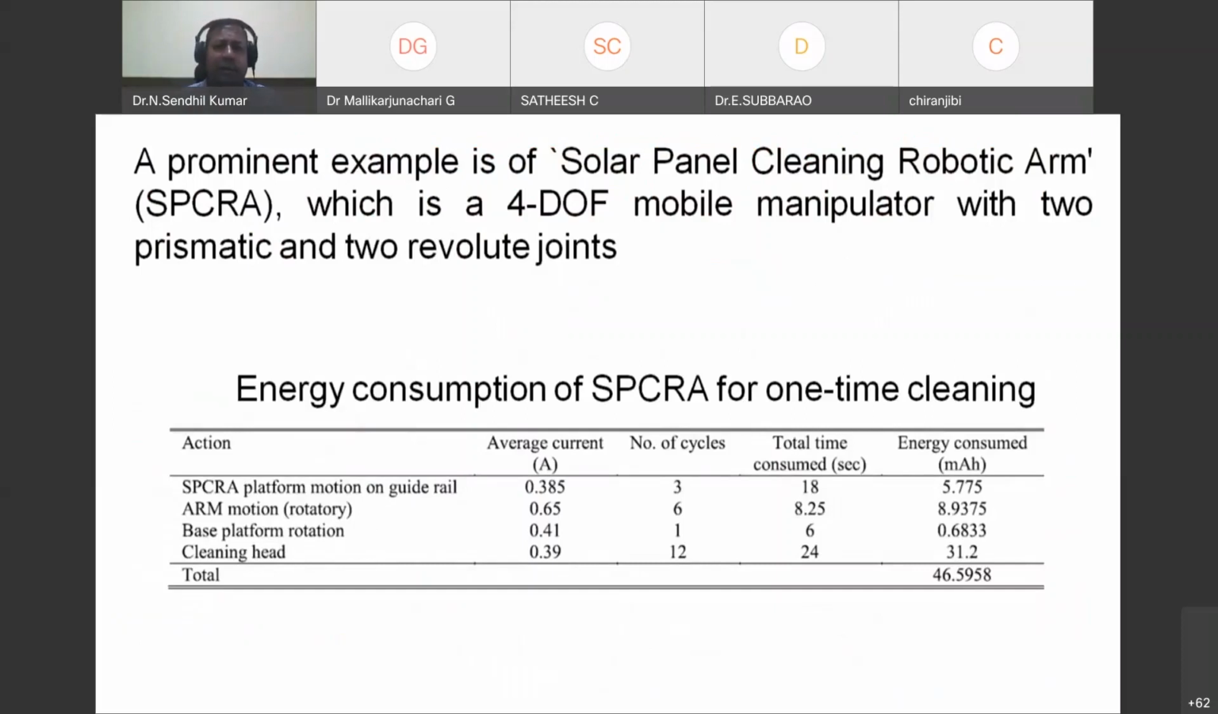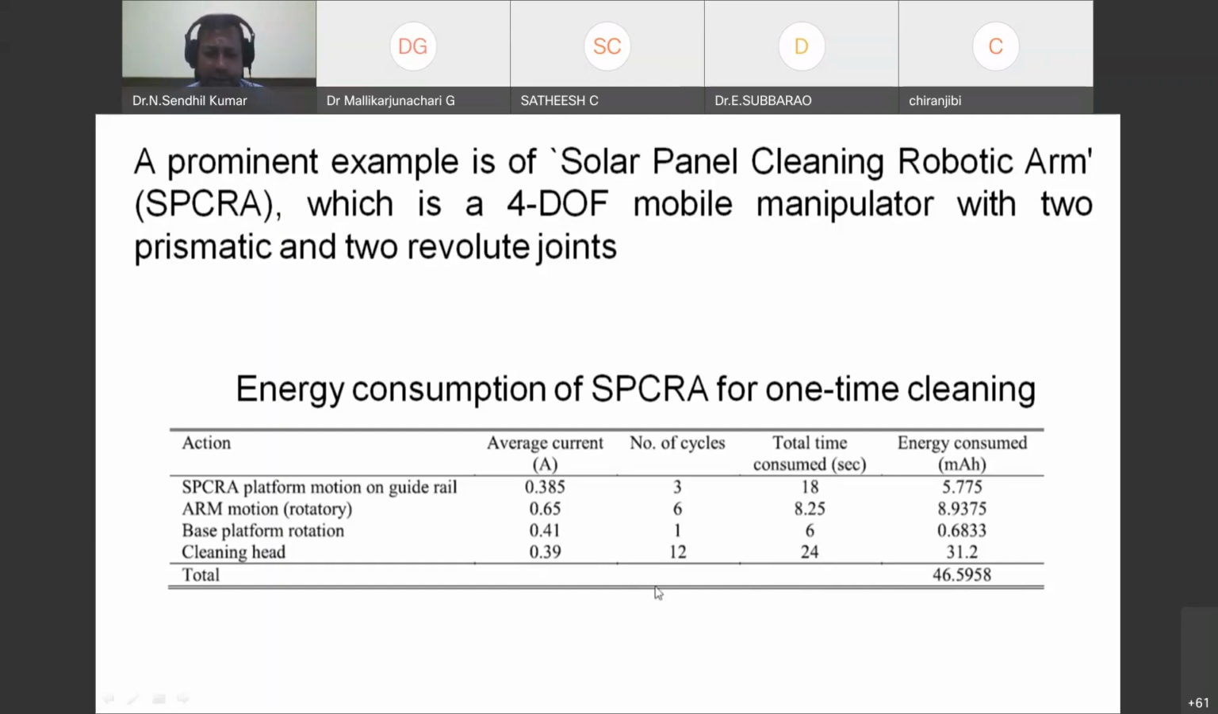Here, a solar panel cleaning robot, SPCRA, is used with 4 degrees of freedom. They found that the time taken is 18 seconds, and they used 24 cleaning heads. The energy consumption is almost 46 milliampere hours. You can see that with less energy consumption, we can clean the entire area with the robots.